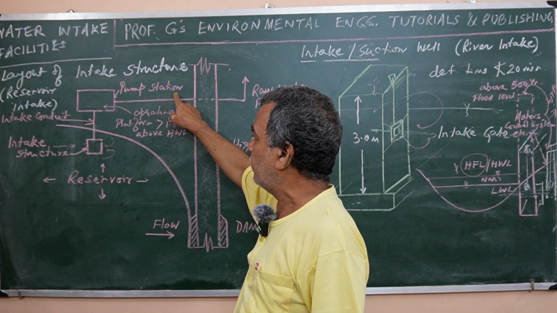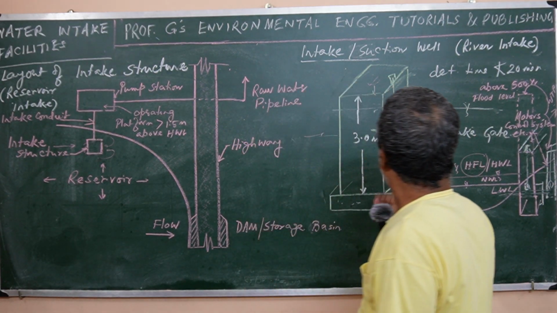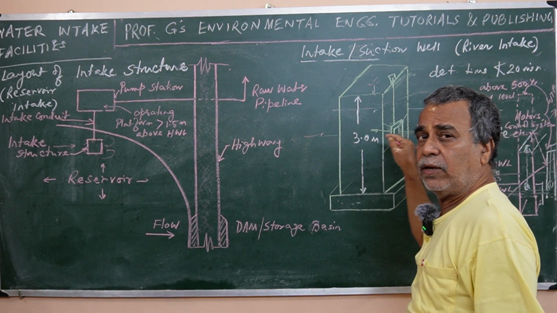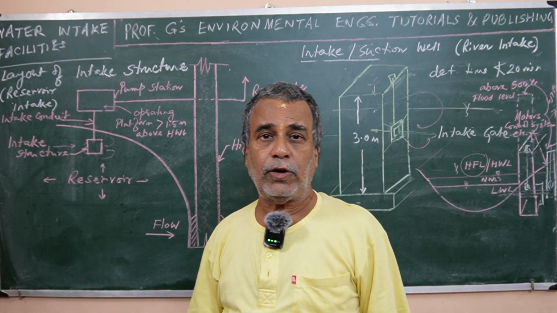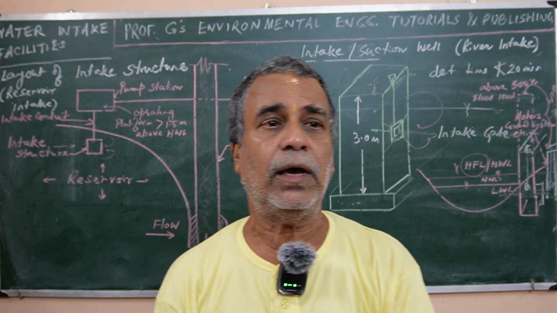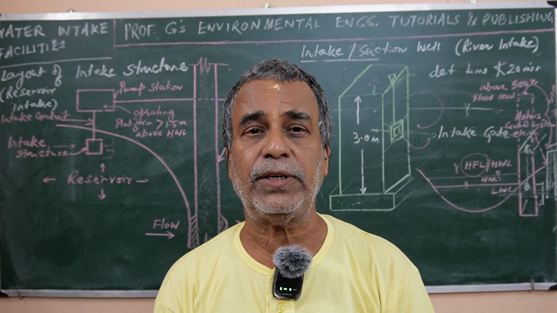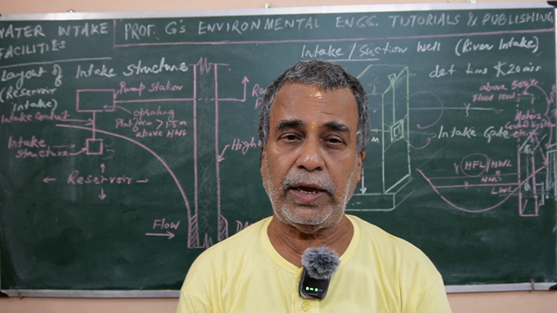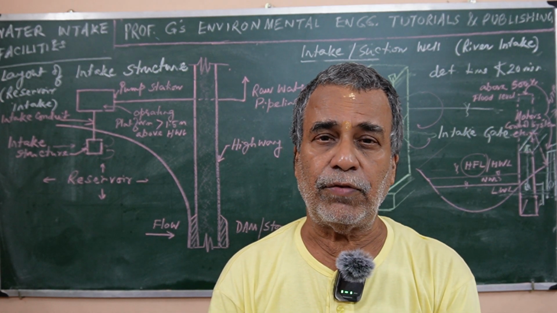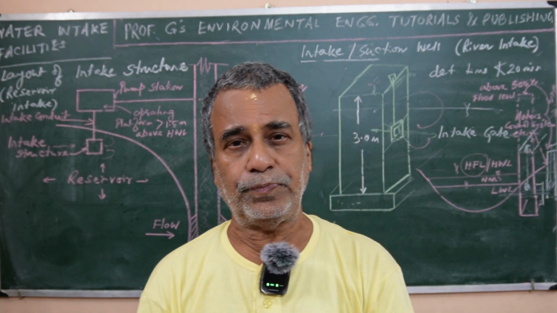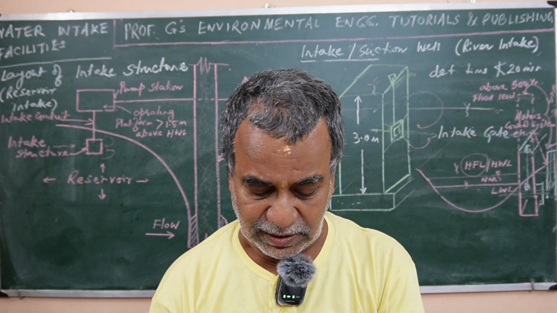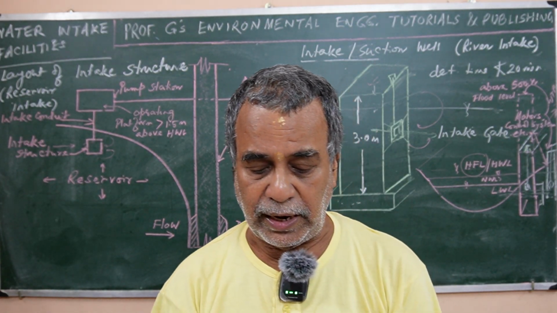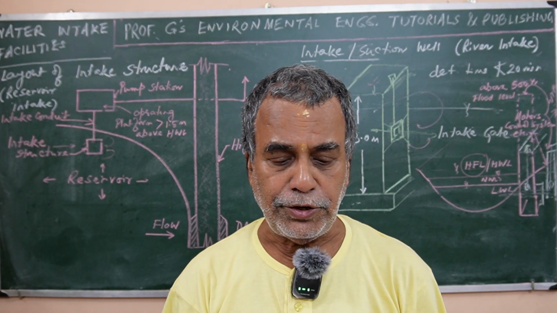From there it is taken to the pumping station, right? Depending on the velocity, because the velocity through the intake opening should not be very high, otherwise there are problems with the entry of unwanted floating bodies. So the velocity should be kept low, right? I am coming to the intake gates a little later. Before that, I would like to cover this intake conduit.